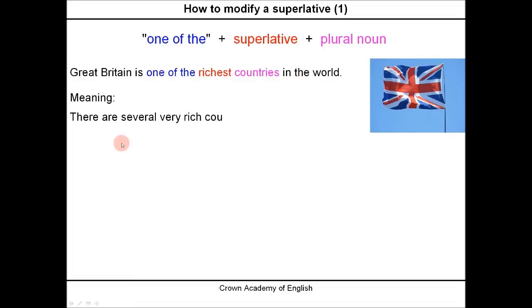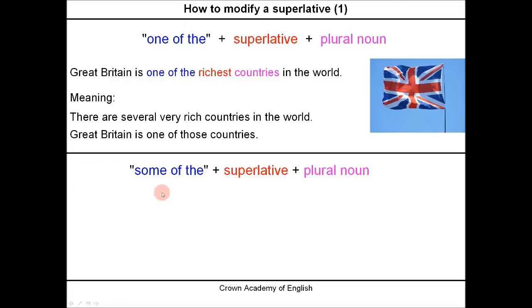And this means that, well, there are several very rich countries in the world, and Great Britain is one of those countries. So we have a big group of all the countries in the world. Then we have a smaller subgroup of richest countries, and Great Britain is in that smaller subgroup.